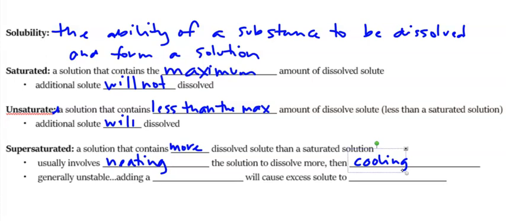So what that means is sometimes the slightest bumping of it, or if you add just one more piece, we call that one more piece a seed crystal. So if you add one more crystal or seed crystal of solute, it will cause the excess, so the extra that you were able to get to dissolve, it'll cause it to crystallize.